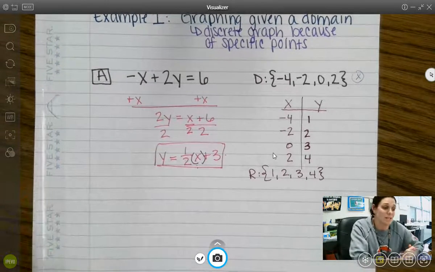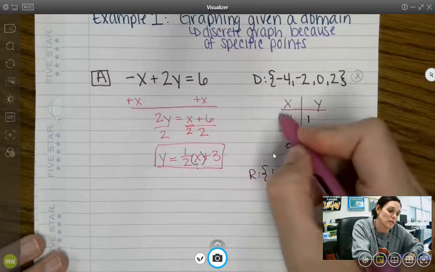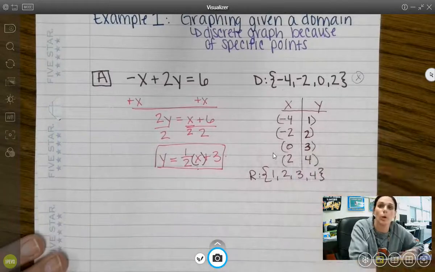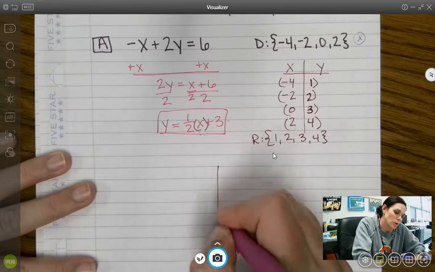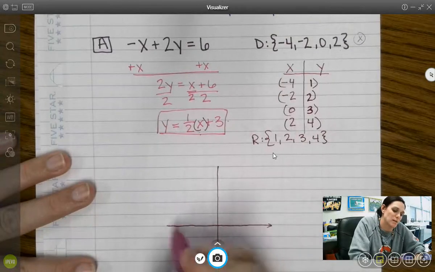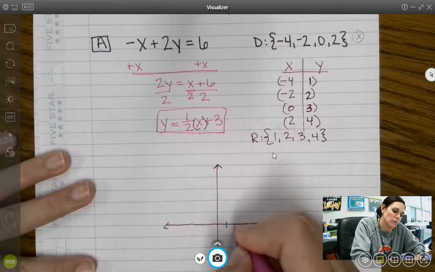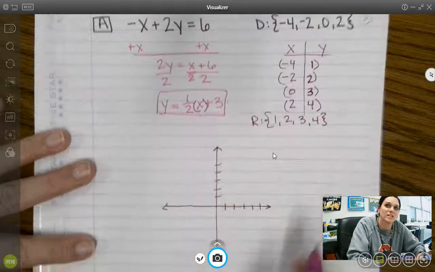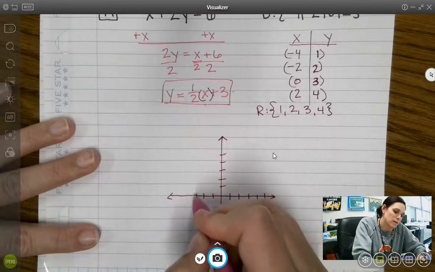But again, the heading says graphing function. So I need to graph this domain and range. So each of these values in my table is the points that I'm going to be graphing. So I'm going to just do a quick graph. So I'm going to draw a plus sign because I have some positives and some negatives. I'm going to go ahead and I'm going to give myself 1, 2, 3, 4, 5, 1, 2, 3, 4, 5. It doesn't have to be perfect.